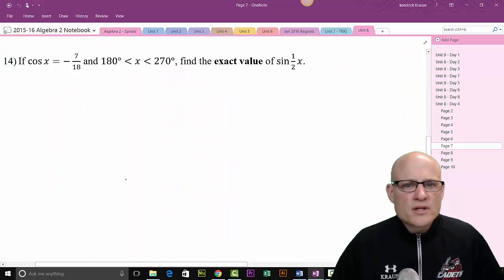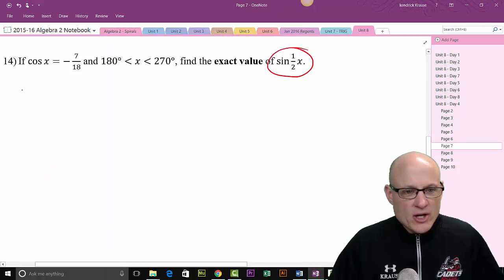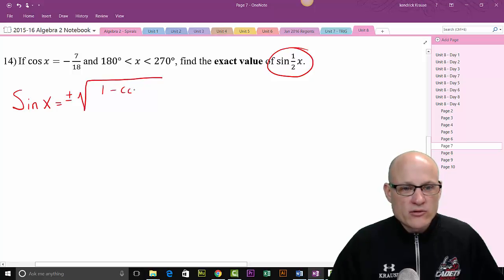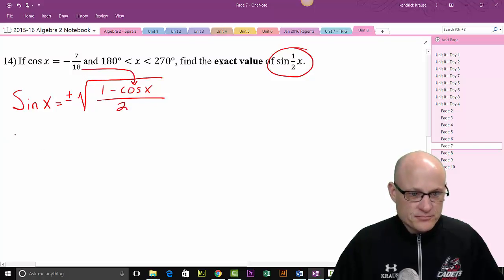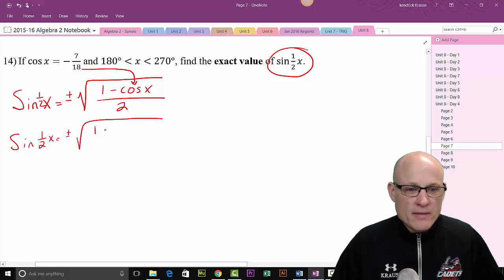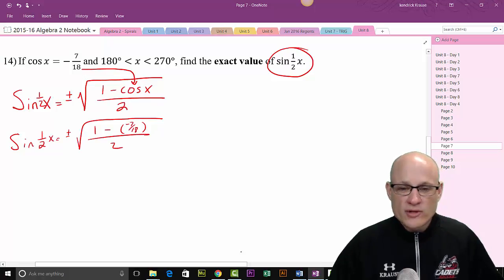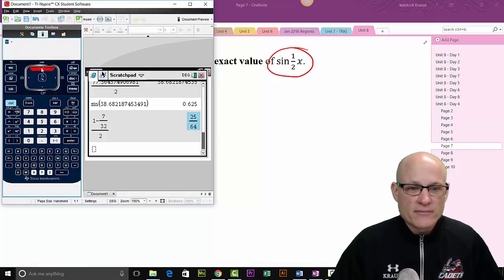So I know I have this half angle. Now I know there's a half angle formula, and that half angle formula is plus or minus the square root of 1 minus cosine x, or whatever you're going to call the angle, all over 2. This gets put in here. Oh, by the way, this is 1/2 x, sorry. So sine of 1/2 x is equal to plus or minus the square root of 1 minus -7/18 all over 2. So now we have to do that in our calculator, and I think we had something similar to that.